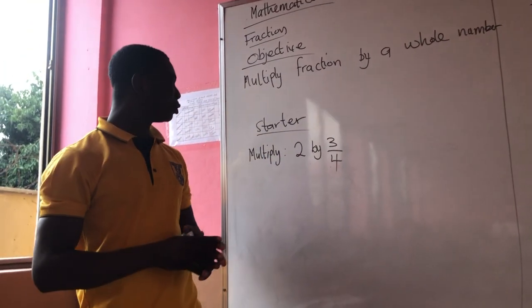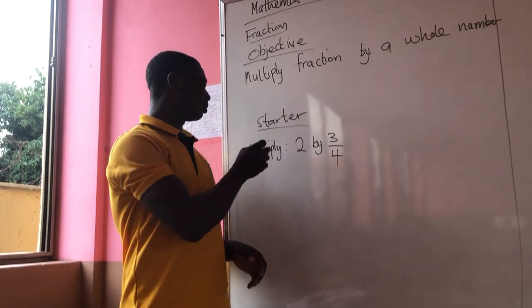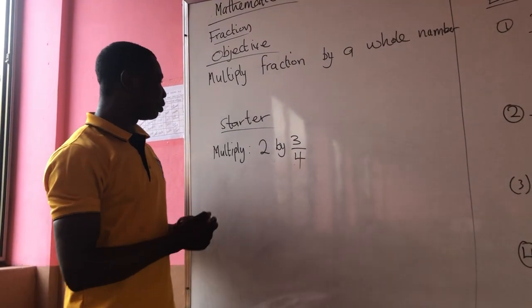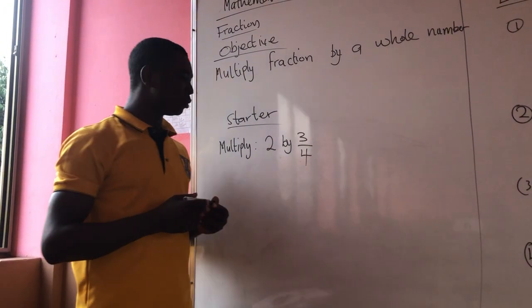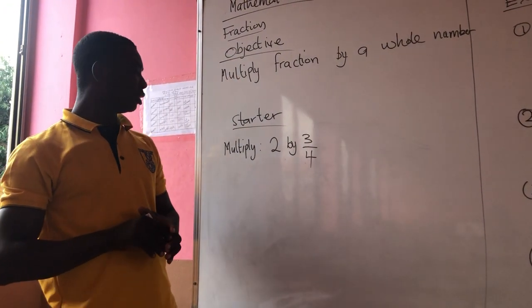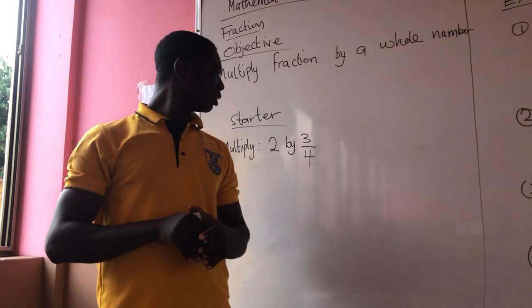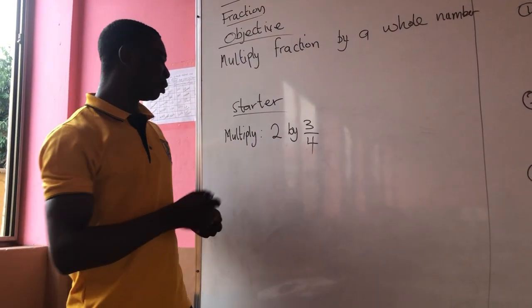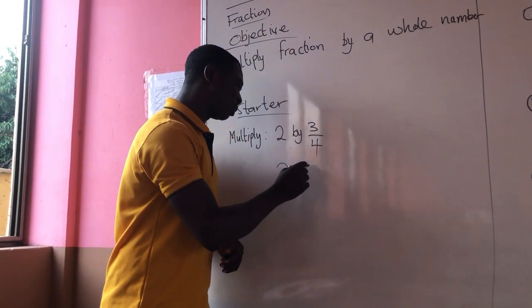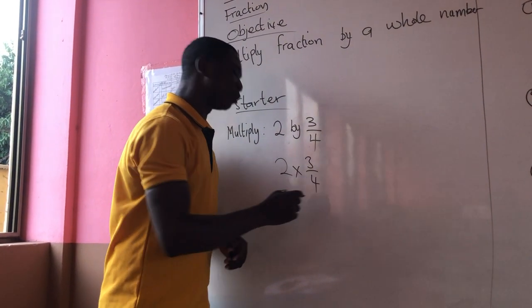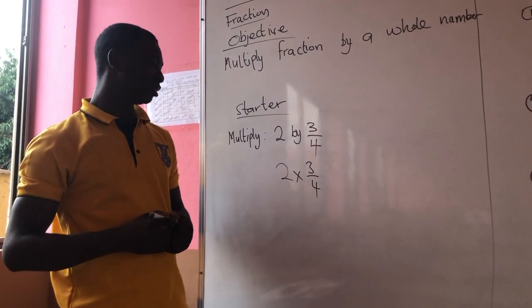So, I want you to do this for me. Just multiply 2 whole number by 3 out of 4. So just multiply it for me quickly. We know it's 2, this is my 2 times 3 out of 4. I hope you can do this.